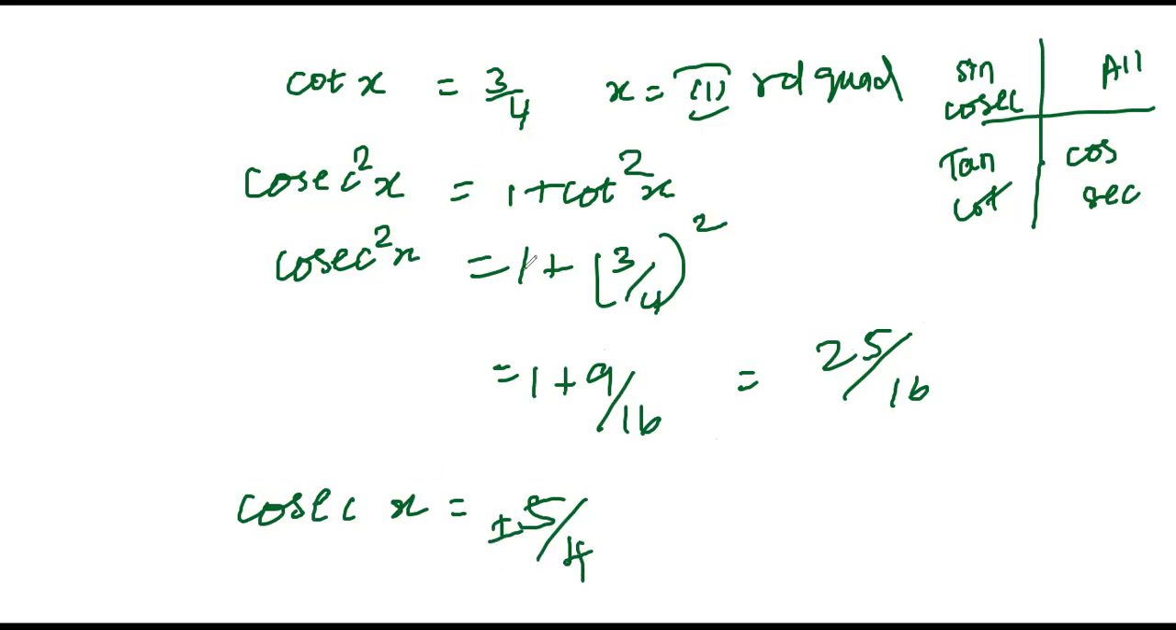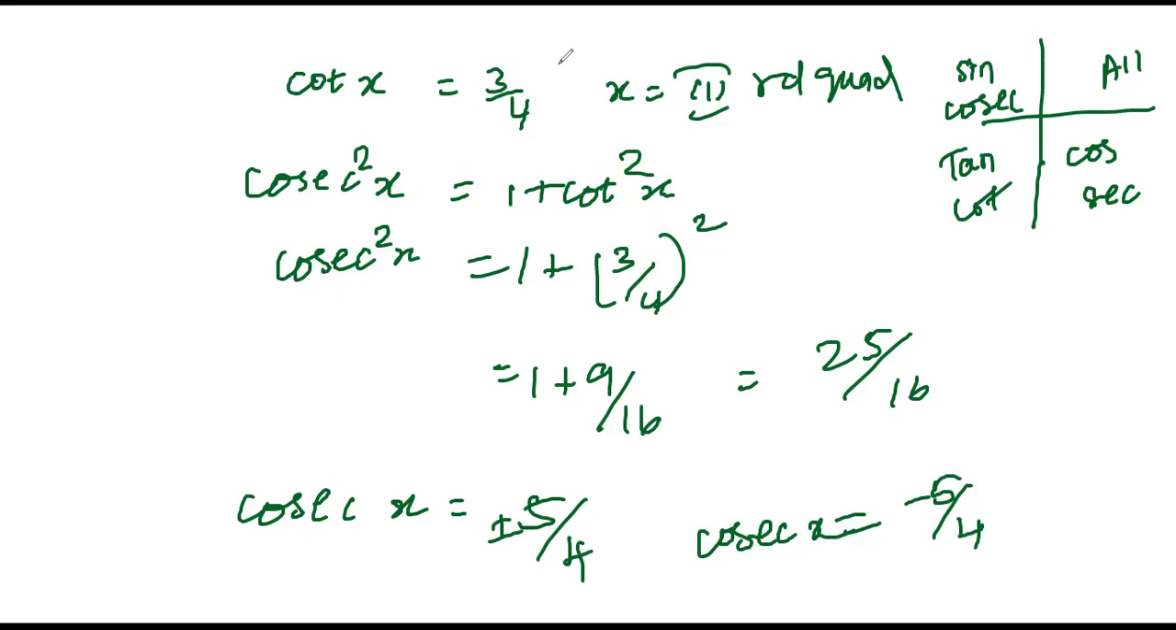If you check the quadrant, they're saying that it lies in the third quadrant. In the third quadrant, the cosecant theta is negative, isn't it? So you will write the answer in terms of negative. Whenever you have a result like plus or minus, you have to check in the question where x lies. In our question, they mentioned that x lies in the third quadrant. So go back to the concept. In the third quadrant, only tan and cot are positive. So cosecant is negative, so you have to give the answer in terms of negative. So cosecant is minus 5 by 4.